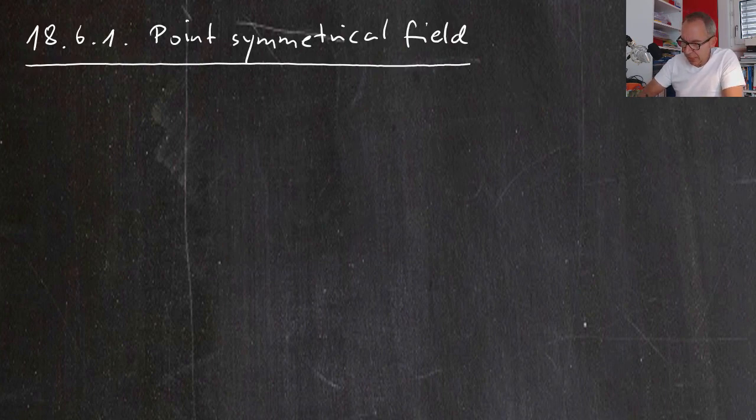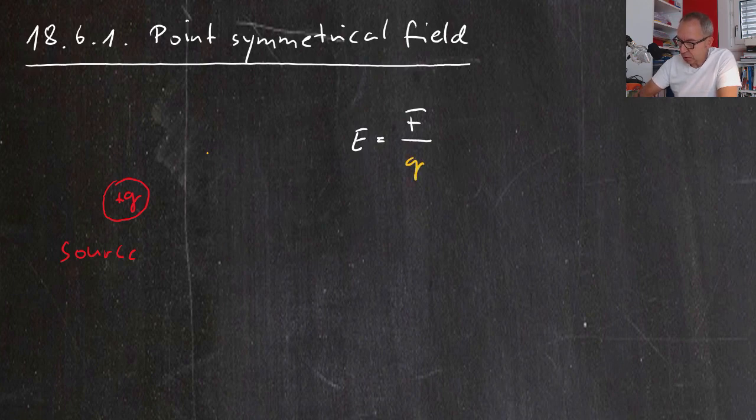So we have a charge somewhere. Let's take a positive one, which is here the source. And we want to check what is the electric field at any point around this charge, for example, over here. And what is the electric field? The electric field is the force experienced by this test charge Q0 that we have put here.